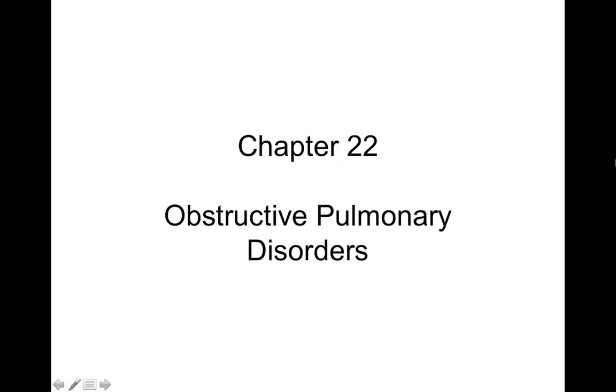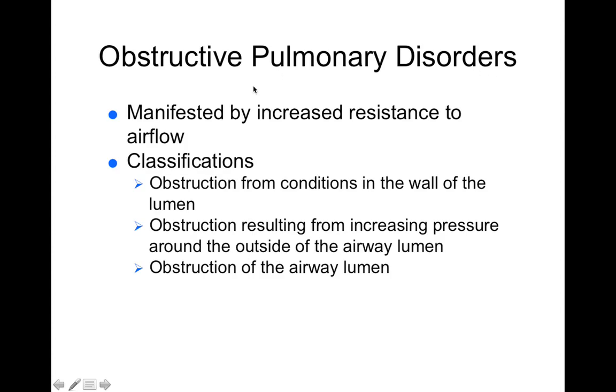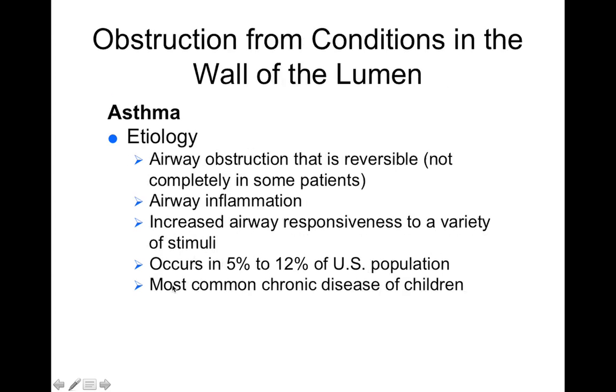Okay, in chapter 22, we're going to talk about the obstructive pulmonary disorders. Obstructive pulmonary disorders are manifested by increased resistance to airflow, right? Obstructions of some sort. Now, they're classified by either obstructions that affect the wall of the lumen, obstructions that lead to an increase in pressure around the outside of the airway lumen, or obstruction of the airway lumen itself. So we'll talk about those conditions that fall under these three main classifications.